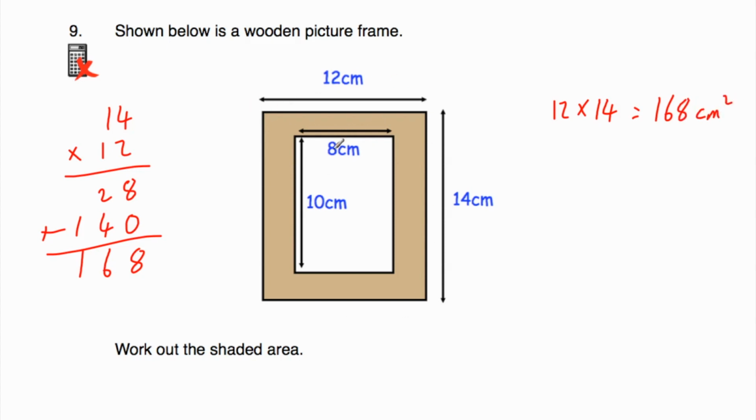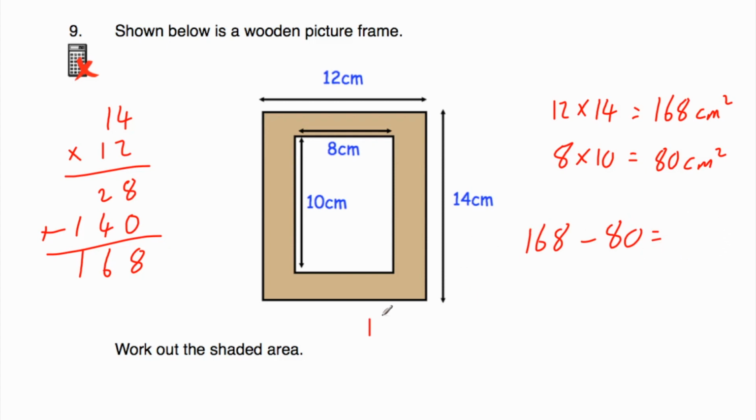Now what we need to do is 8 times 10. So we're going to do 8 times 10, and that's equal to 80 centimeters squared. So the area for this region in the middle would be 80 centimeters squared. And then if we take the 80 away from the 168, that will tell us the area of the shaded region. So we're going to do 168 take away 80 and see what we get, and that will be the answer.